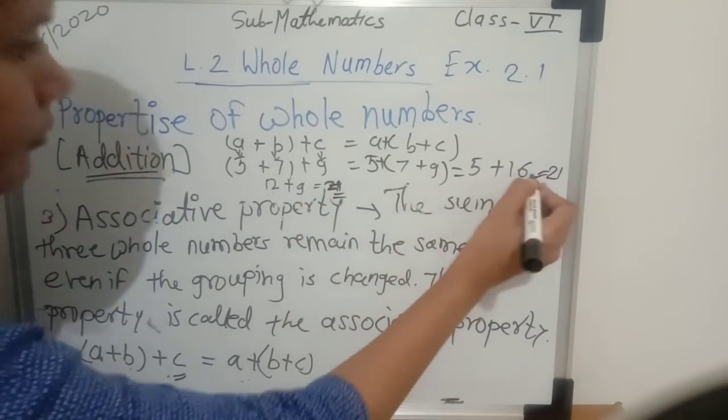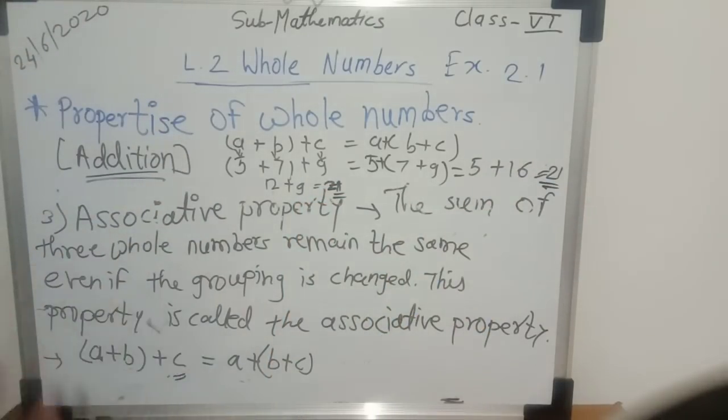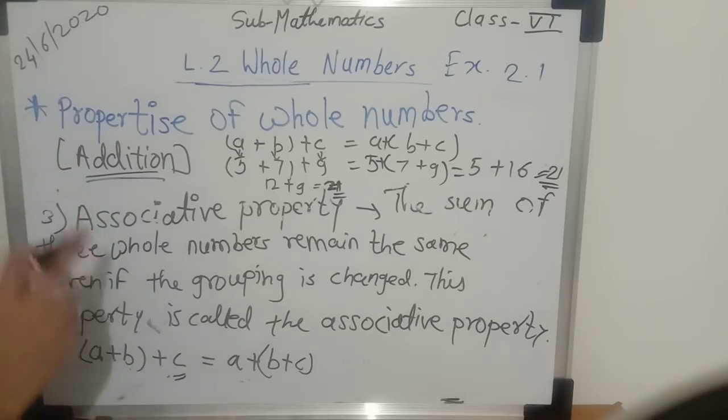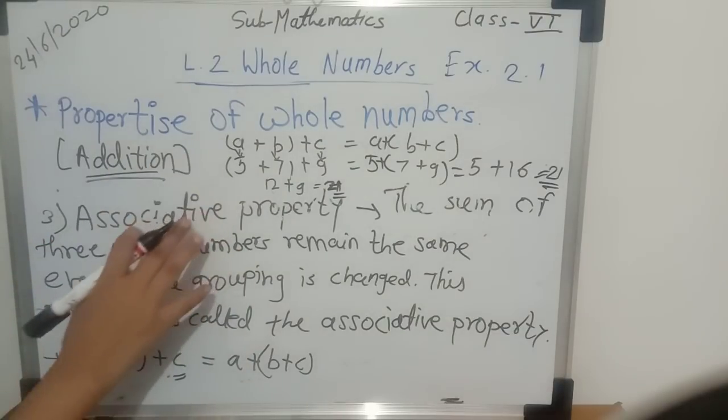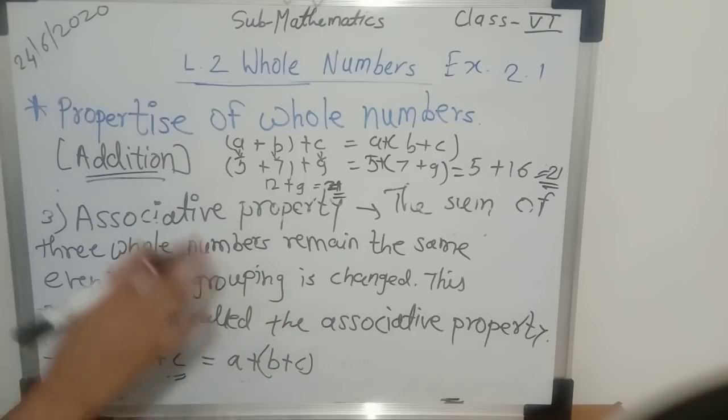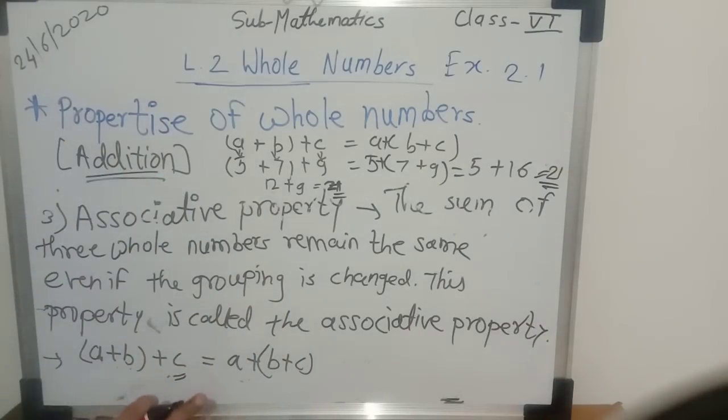That is 21. So in this associative property, the addition will be the same. If you change their places, the value will not change. When you are adding whole numbers, you have to remember this associative property is saying the addition of any three numbers will be the same after changing their place also.